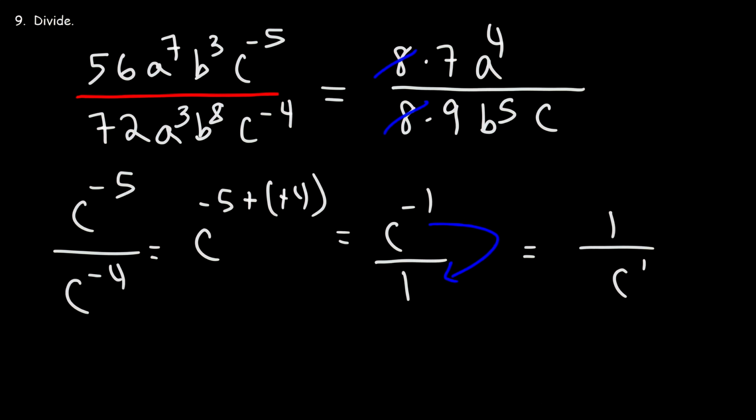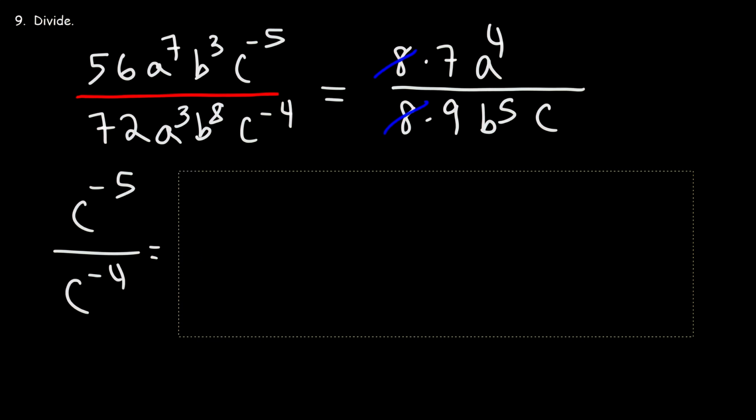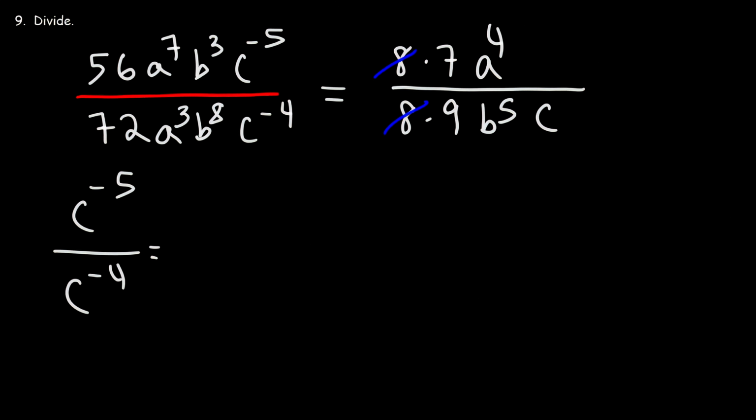Now I'm going to show you a trick that you can employ. You don't have to use it, but if it makes sense to you, feel free. So if we move c to the negative 5 on the bottom, it becomes c to the positive 5. And if we move c to the negative 4 to the top, it becomes c to the positive 4.